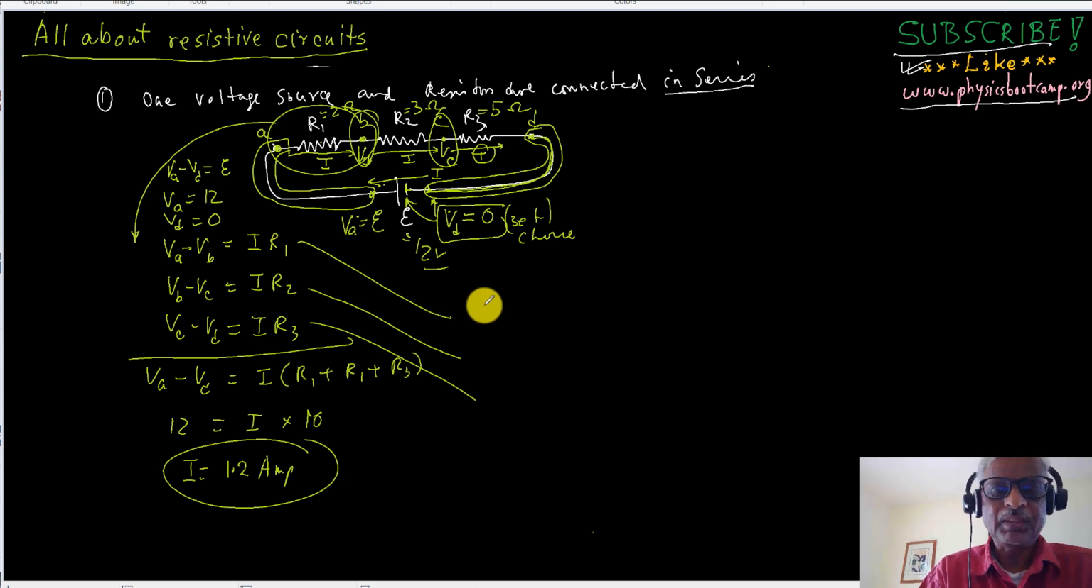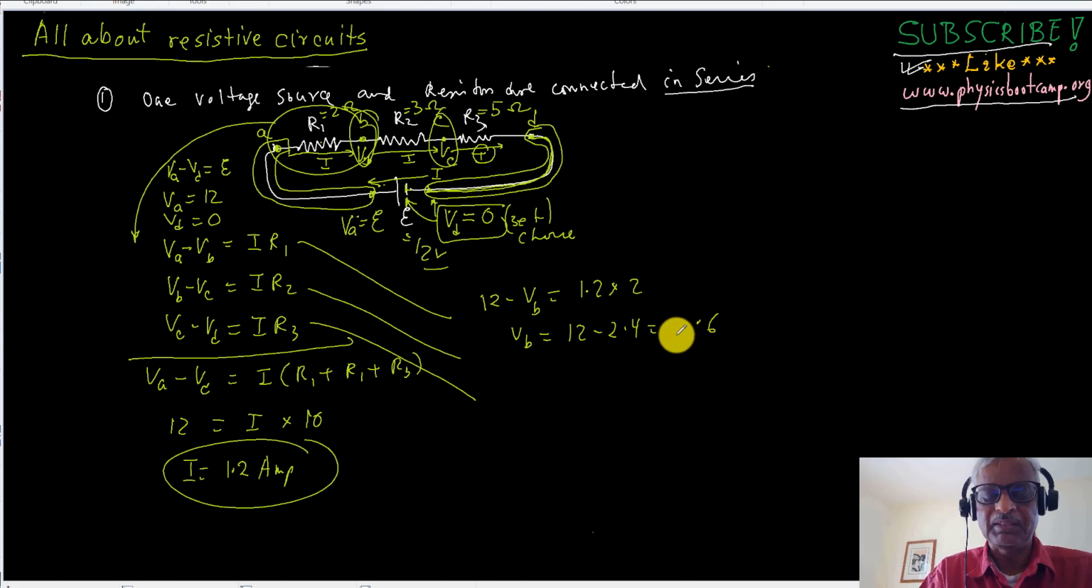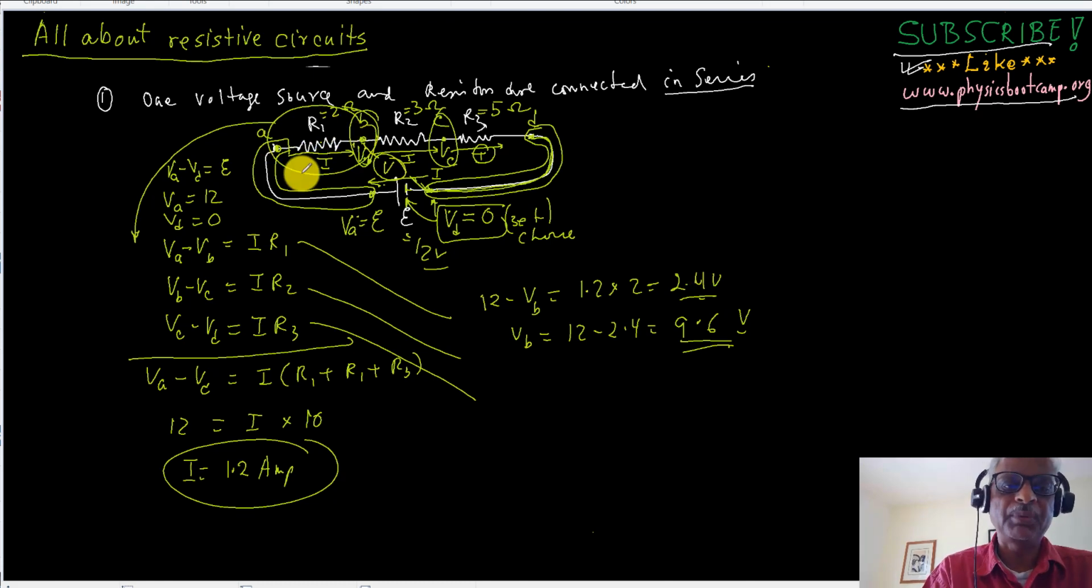So VA is 12, and VB I don't know. It's 1.2 times 2. So that tells me what VB will be. VB will be 12 minus 2.4, which is 9.6 volt. So if I stuck a voltmeter between this point and this point, it will have this as a reading. So basically 2.4 volt dropped across this.